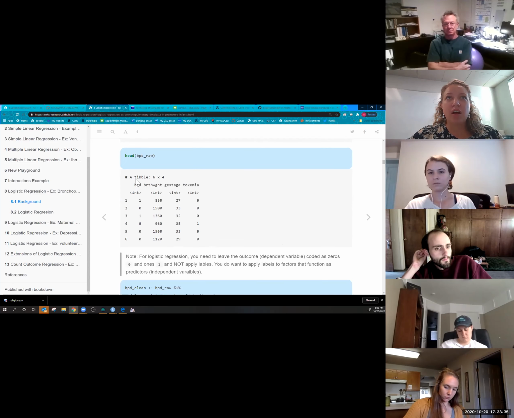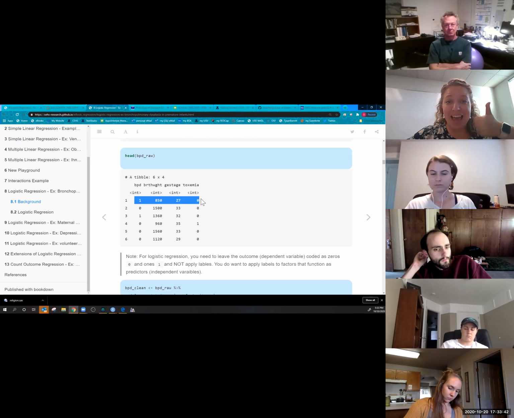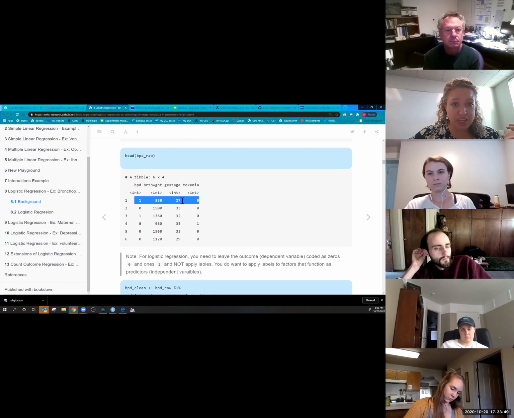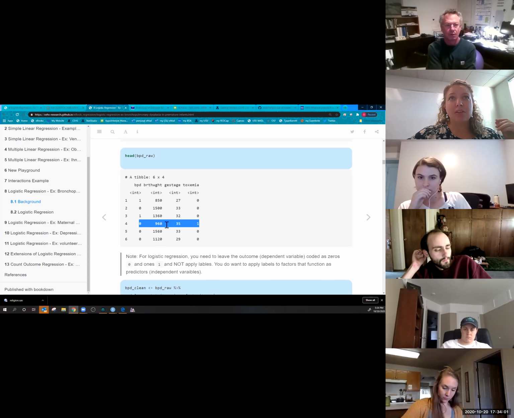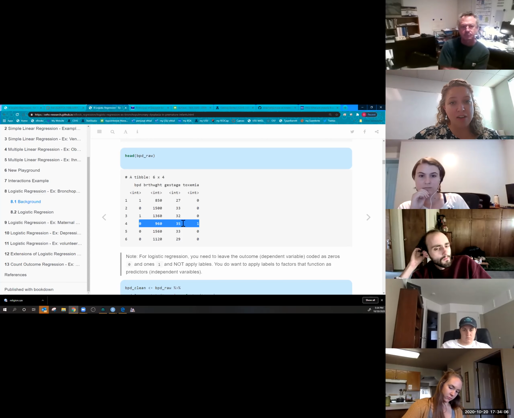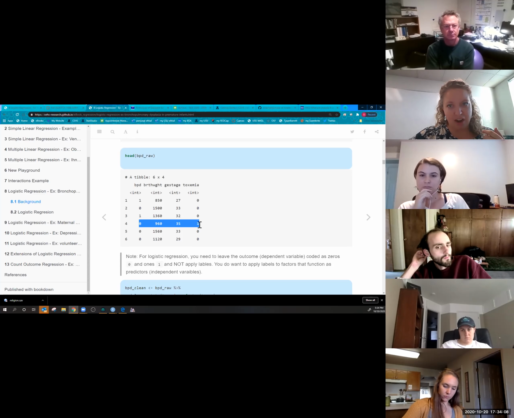Okay, so here's our data set. This is the raw data set. So this first baby, yes, had this BPD. They were born weighing 850 grams at gestational age 27 weeks, and the mom did not have toxemia. Compared to down here, this fourth observation, the baby did not have BPD. They were born weighing 960 grams at 35 weeks gestation, and mom did have toxemia.